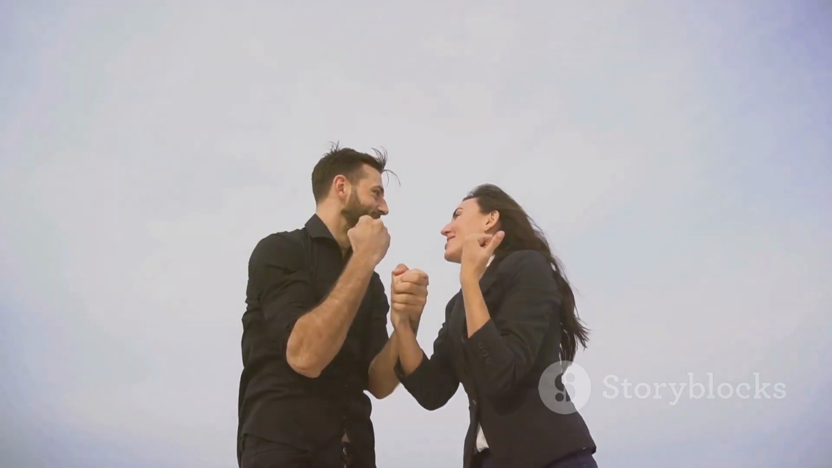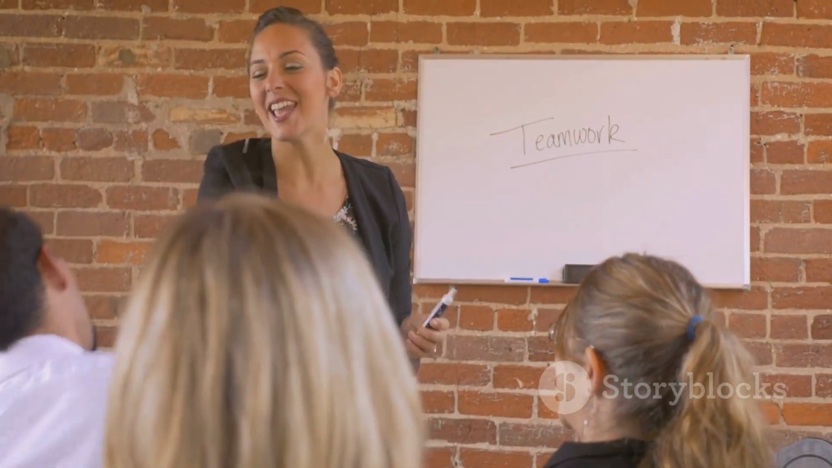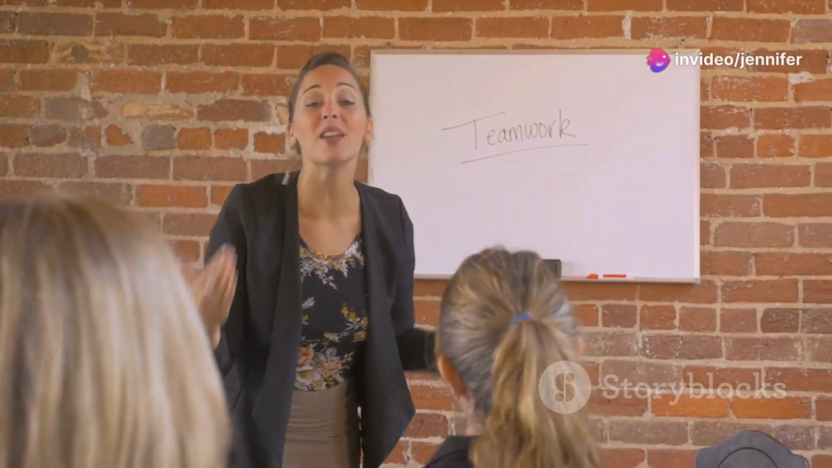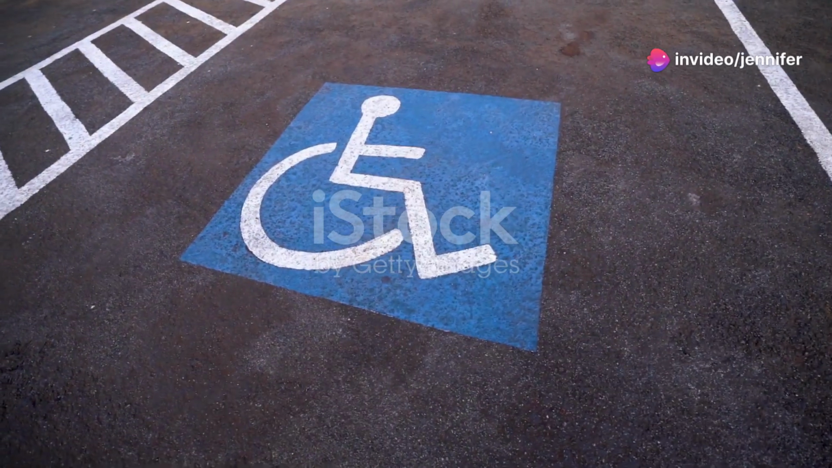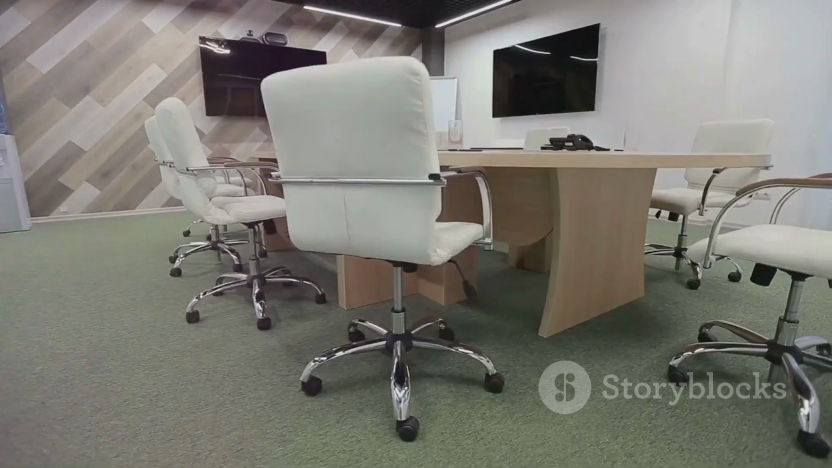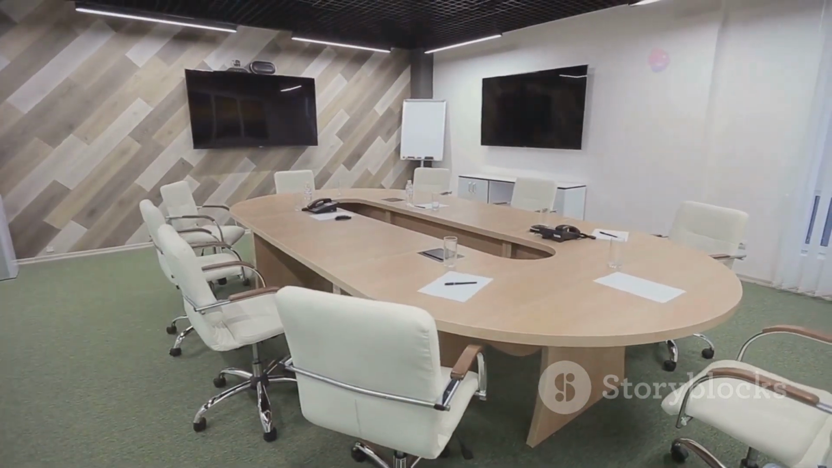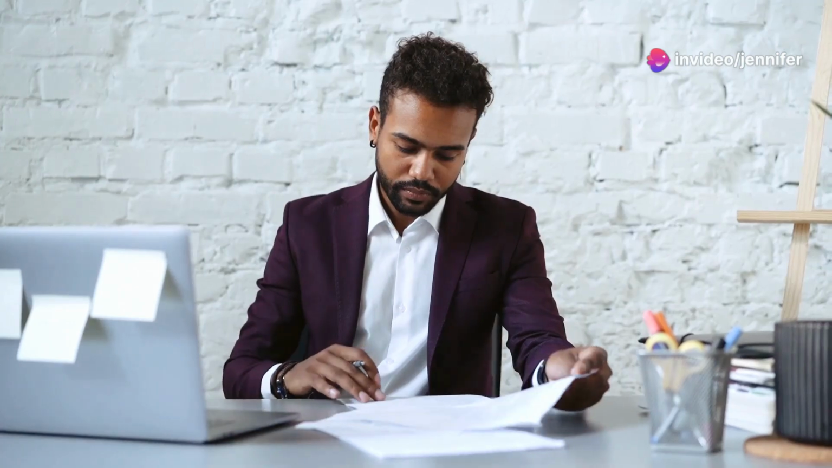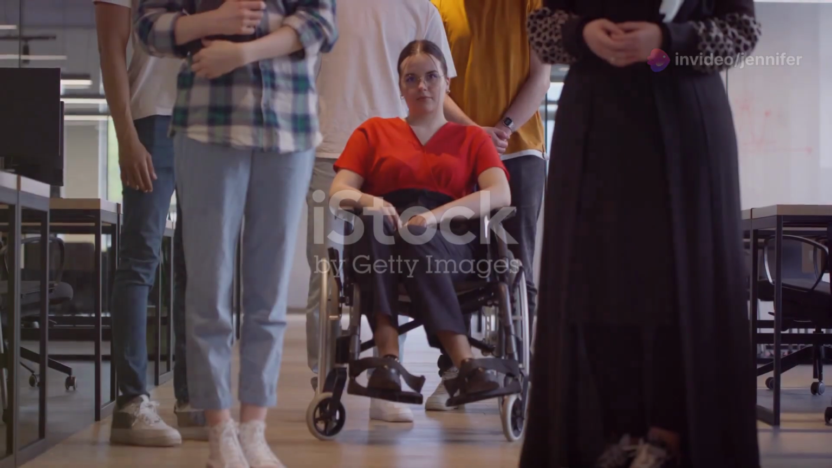All right, we're almost at the finish line. We've covered a lot of ground, but there are a few more things to keep in mind as we put the final touches on our inclusive training program. Logistics and scheduling. Is our training venue accessible to people with disabilities? Do we have gender-neutral restrooms? Is the seating arrangement conducive to different learning styles and preferences? By paying attention to these details, we demonstrate our commitment to creating an inclusive and welcoming learning environment for everyone.